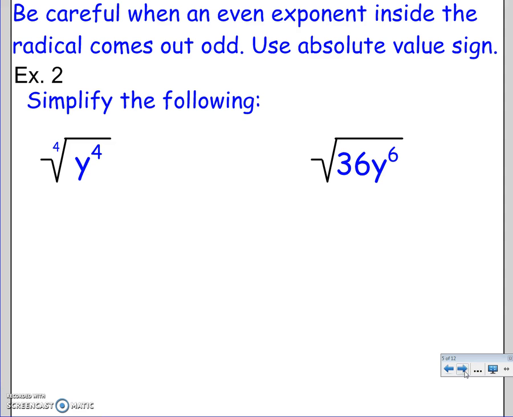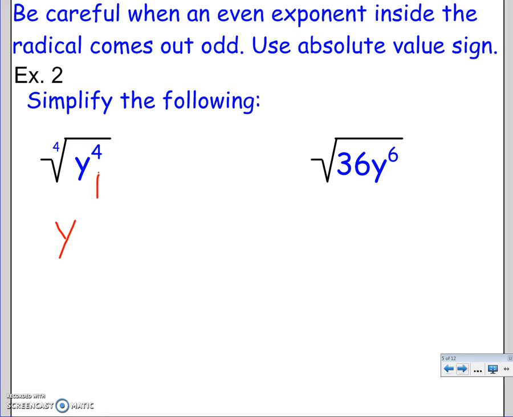Now be careful when an even exponent inside the radical comes out odd. If it does that, you must use the absolute value sign. So here, I start out very simple. I'm taking the 4th root of y to the 4th. Well, I can divide. 4 divided by 4 is 1. So really, a single y comes out.